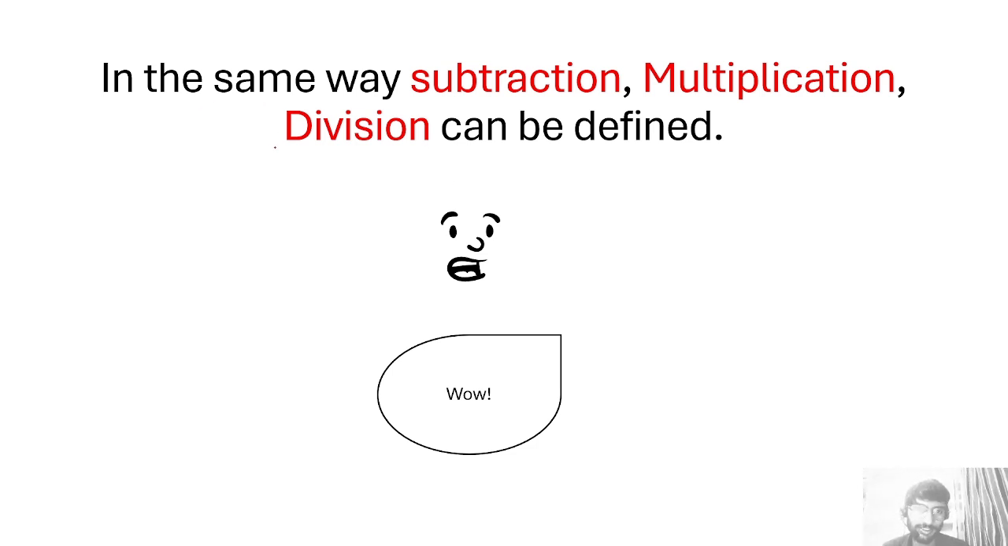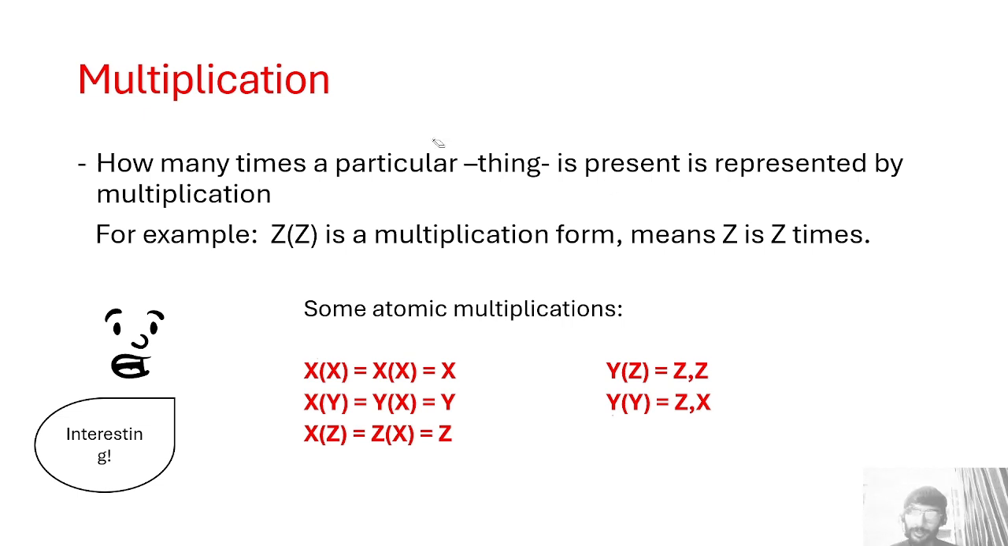Frank now clearly can ask, can we do addition, subtraction, division in the same way? Well, we can do that. And in a similar way, the subtraction, multiplication, and division can be defined. So multiplication. So what is multiplication? Well, its definition goes: how many times a particular thing is present is represented by multiplication. A particular thing, how many times it is present, it is represented by multiplication.